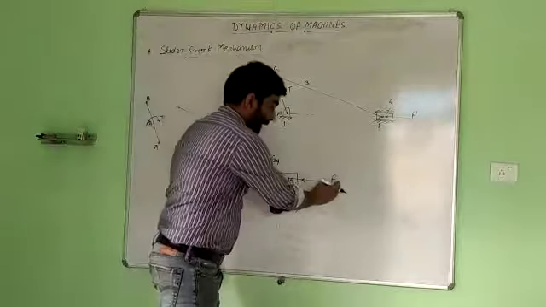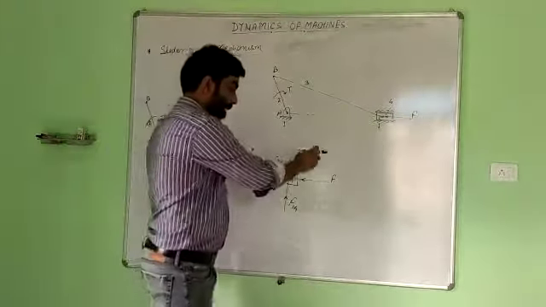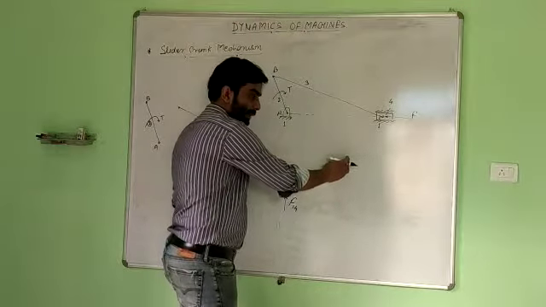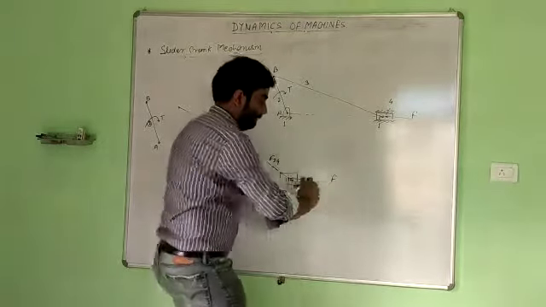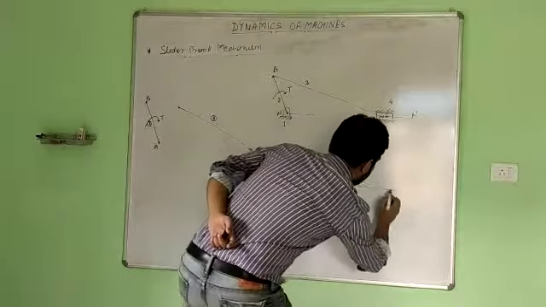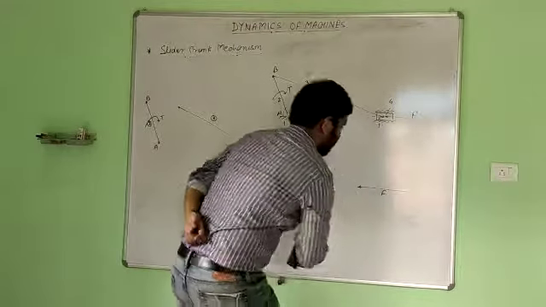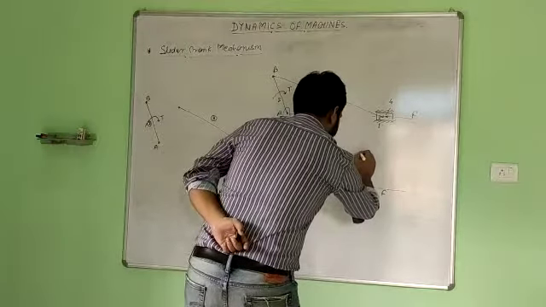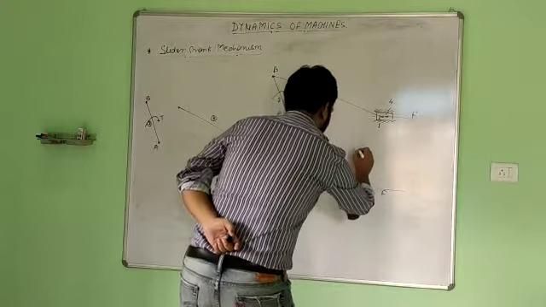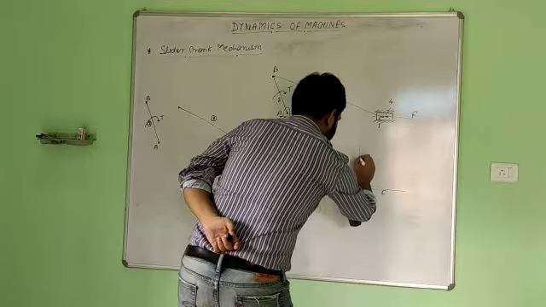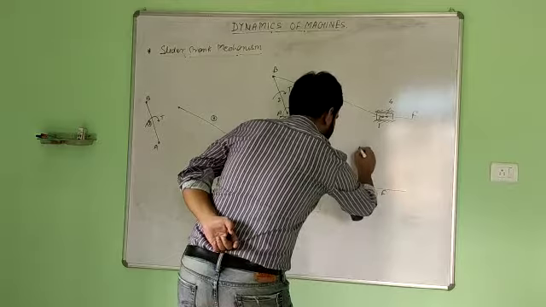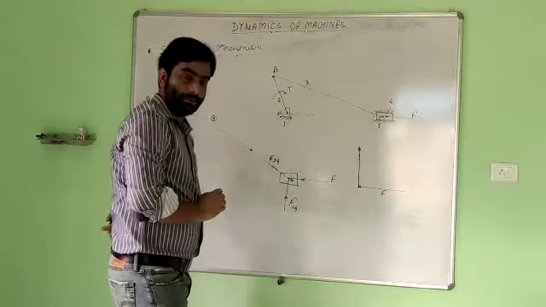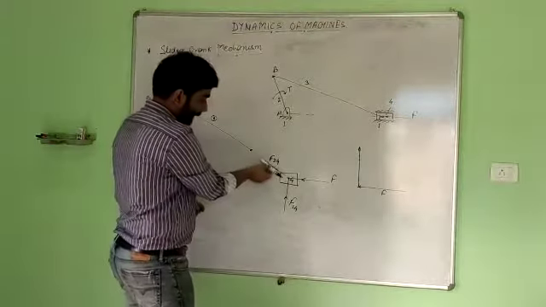So with the help of scaling F, if this force is 100 Newton, we can take 10 Newton equal to 1 centimeter, so 10 centimeters. First we will draw a line of force F by scaling. Then we will draw this F14 in the vertical direction. We don't know the magnitude of this force, but we know the direction of this force.